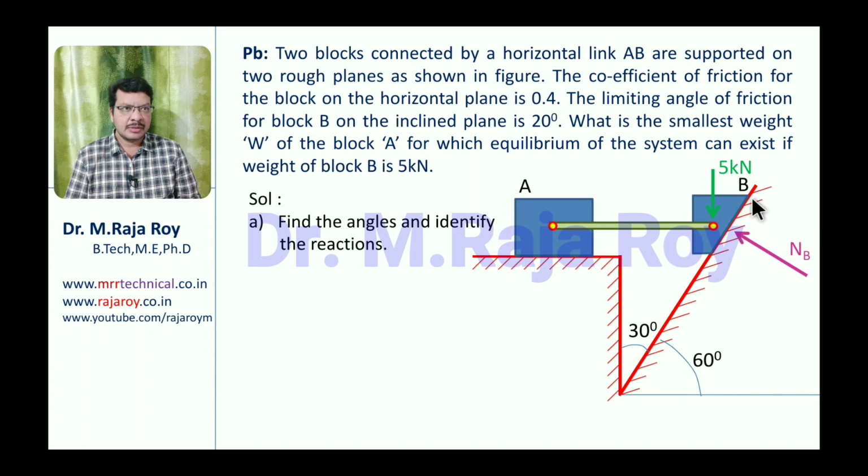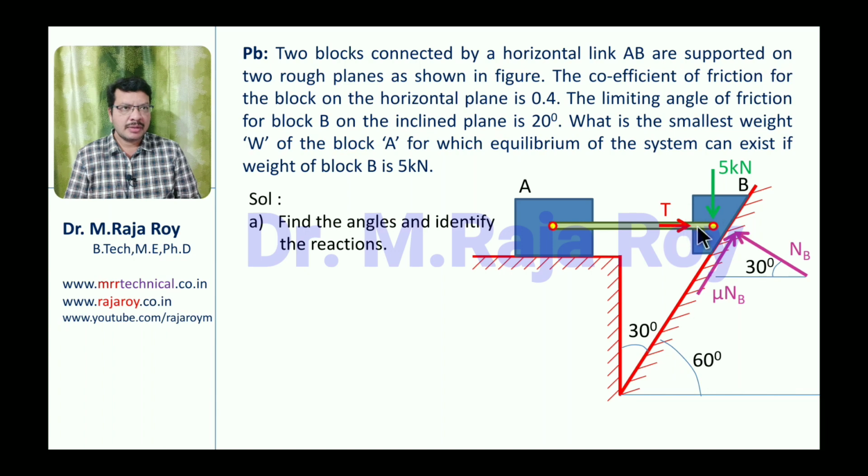The normal reaction is perpendicular to this inclined plane, that is NB. As it is sliding down, the friction force will be in the upward direction, that is mu NB. If you take the horizontal plane here, this angle is 60 degrees, this is 90, automatically this will become 30.